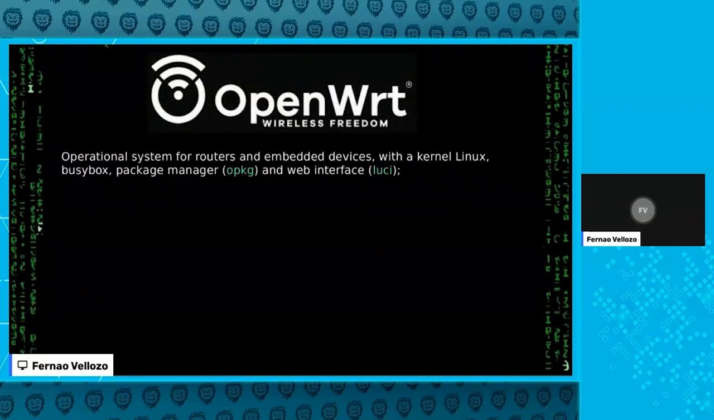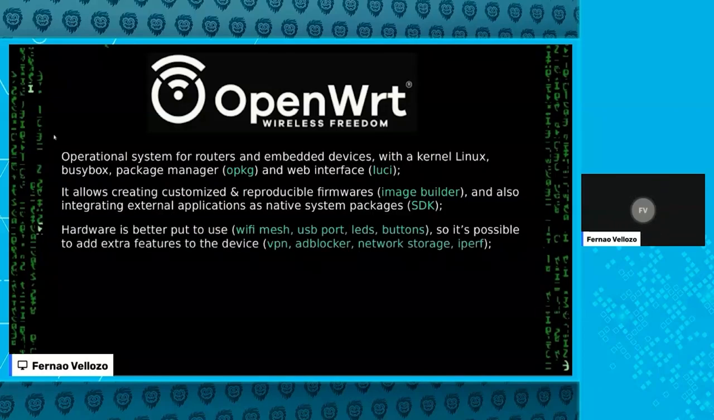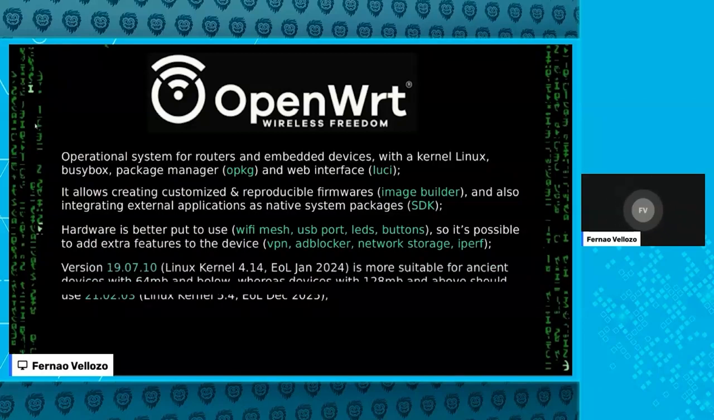Now, back to OpenWRT, I'll be talking a little bit about it. The cool thing here is that, despite the fact that it can be built from sources and recompiled, here we'll be using the image builder that's based on stable versions of OpenWRT. That's because it's easier to handle the package manager. With the hardware, we have total control, so we can enable Wi-Fi mesh if we want. You can use the USB port as we please. You can configure the LEDs and buttons to, for example, activate the Wi-Fi or deactivate a service or anything like that we are capable of programming. And now we can add new features to the device, such as VPNs, ad blockers, network storage, and all that. The limit here is our imagination.